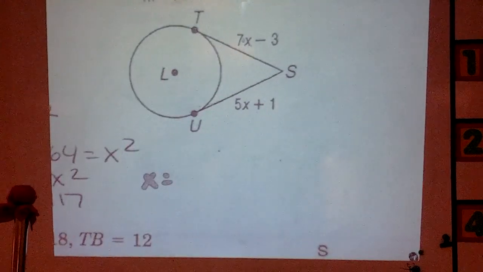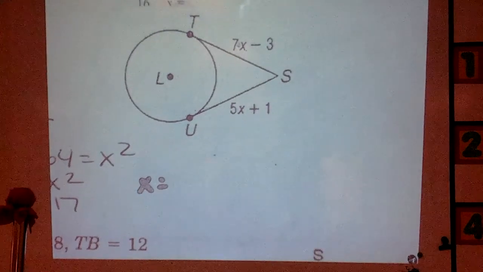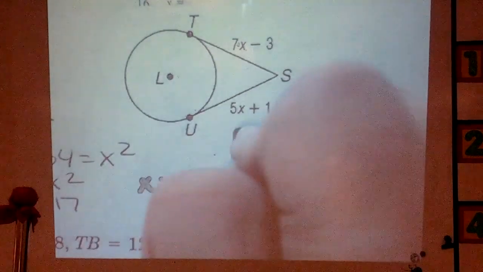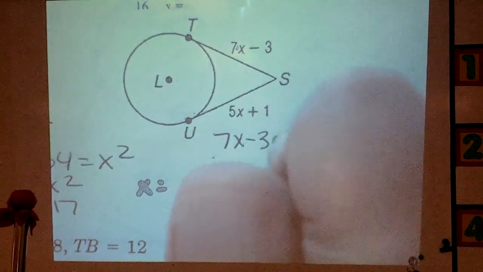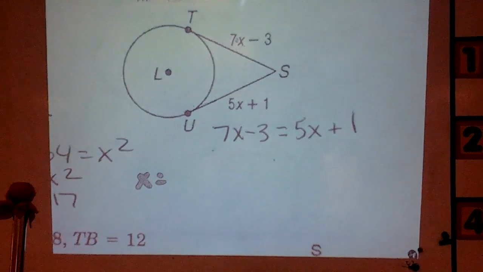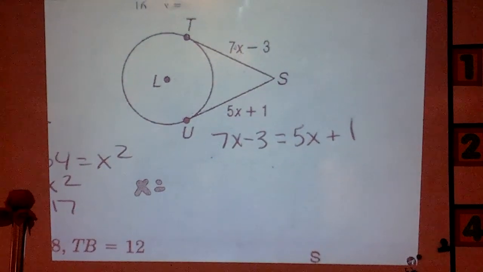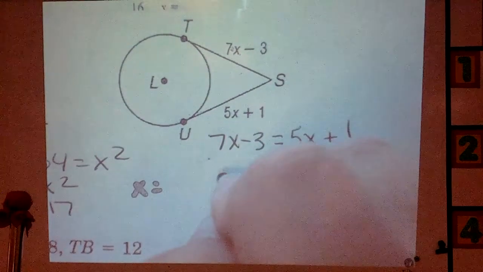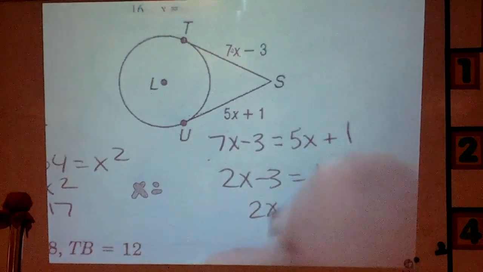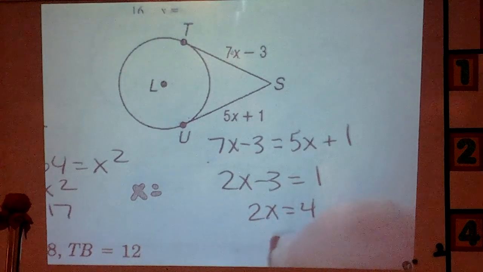The next question is asking us to recognize that tangent segments are congruent. All congruent means is they're equal. So 7x minus 3 equals 5x plus 1. And now I just have a multi-step equation to solve. Subtract 5x, add 3, and divide by 2.